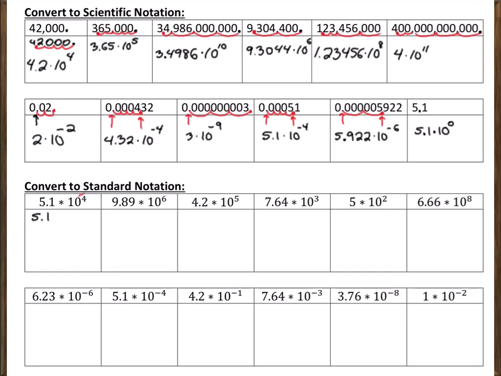So we're moving it 4 times because of this 4 here. So we go 1, 2, 3, 4. Okay, and then all the little spaces that I created, I'm going to put zeros there. Okay, and then this is very important. You still have to rewrite it because if I looked at that, I don't know what that is, right? That's not written clearly. So I'm going to rewrite it as 51,000. Okay, so 5.1 times 10 to the positive 4th power is 51,000 in standard notation. Okay, let's do the next one.